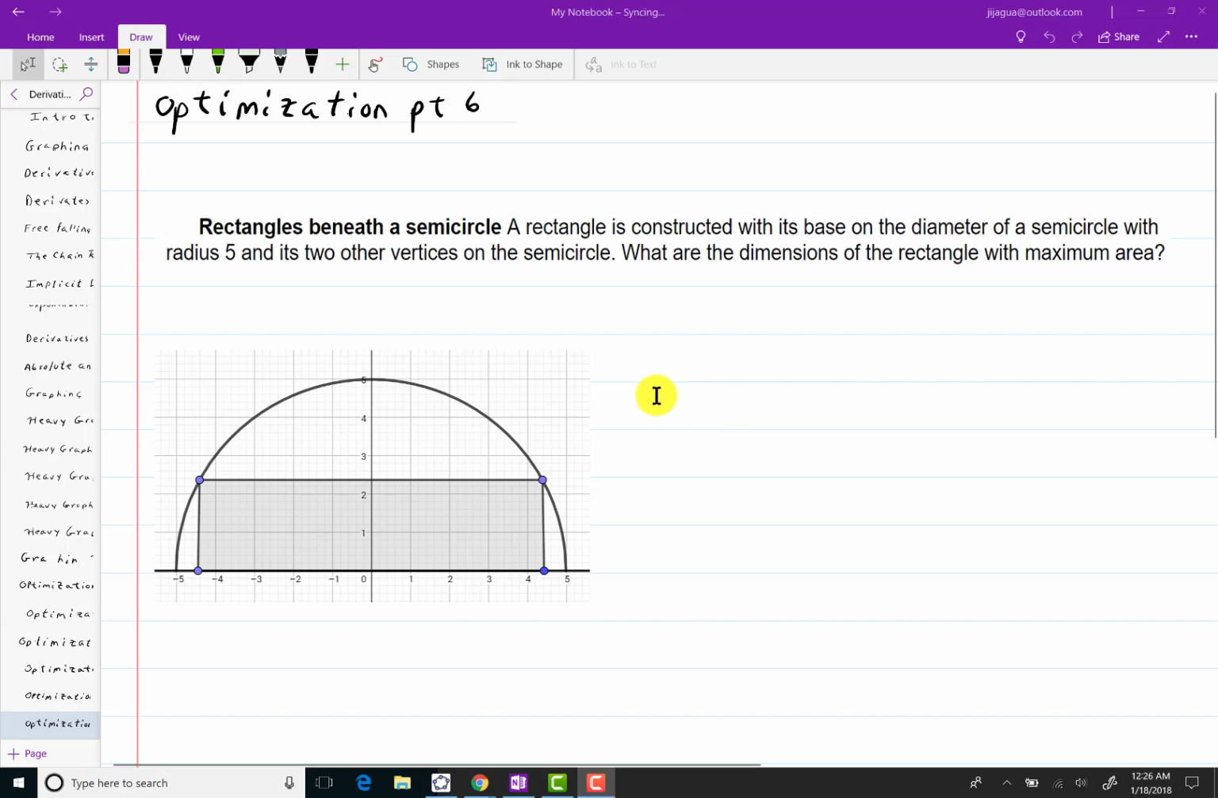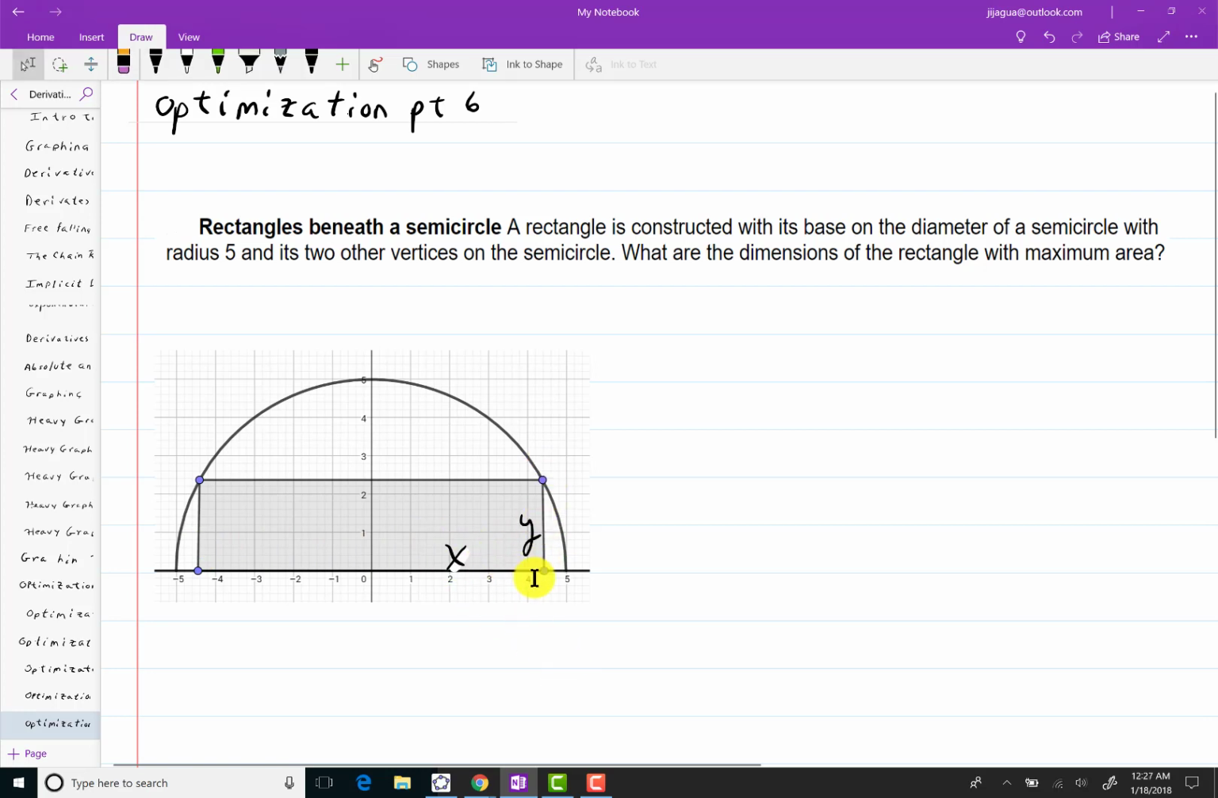So what I have here is my semicircle of radius 5. Just the top half will make this easy. And then the rectangle they speak of. I'm going to let x be this length here. That means the base is 2x. But I want x to be a non-negative number. And then I'll let y be this amount here.